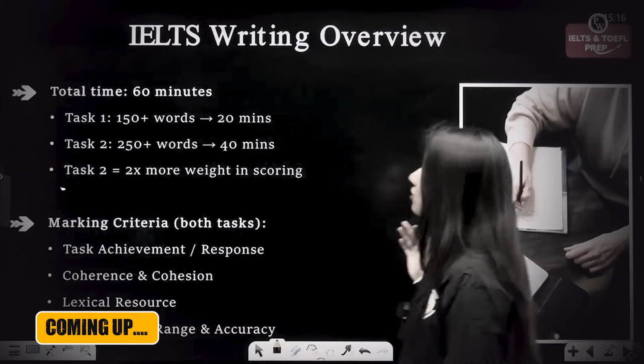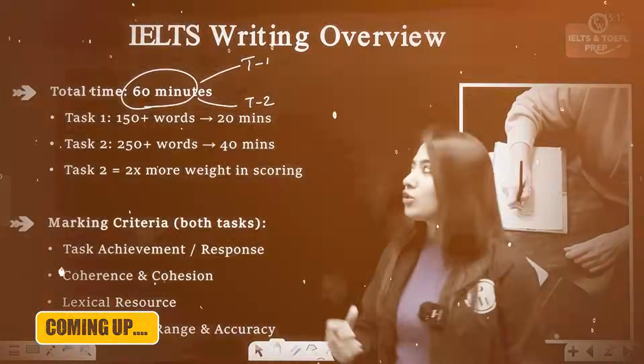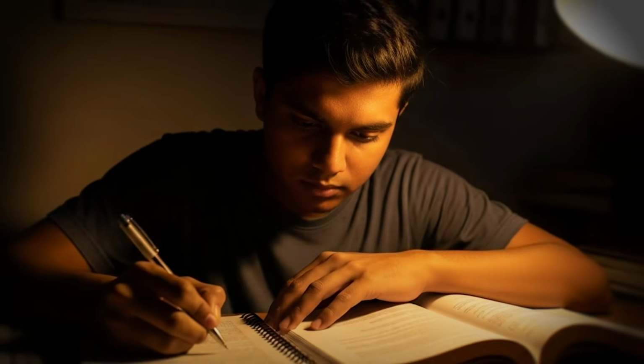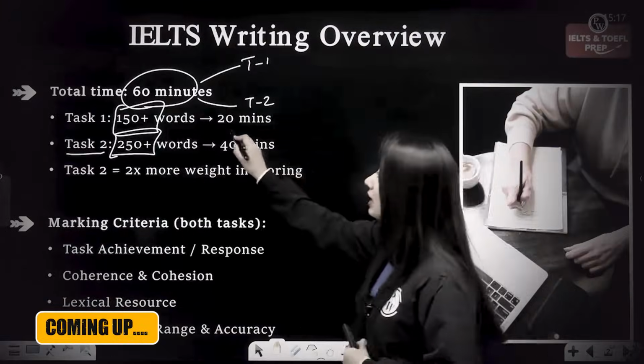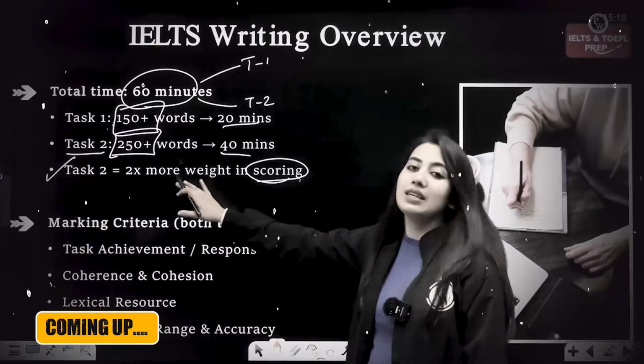The very first thing: what is the overview, what all we have here in the writing. So over here, there is a minimum to maximum word count. What's that? You are going to divide this as 20 minutes for your task 1, 40 for the task 2. You can see it is a double.